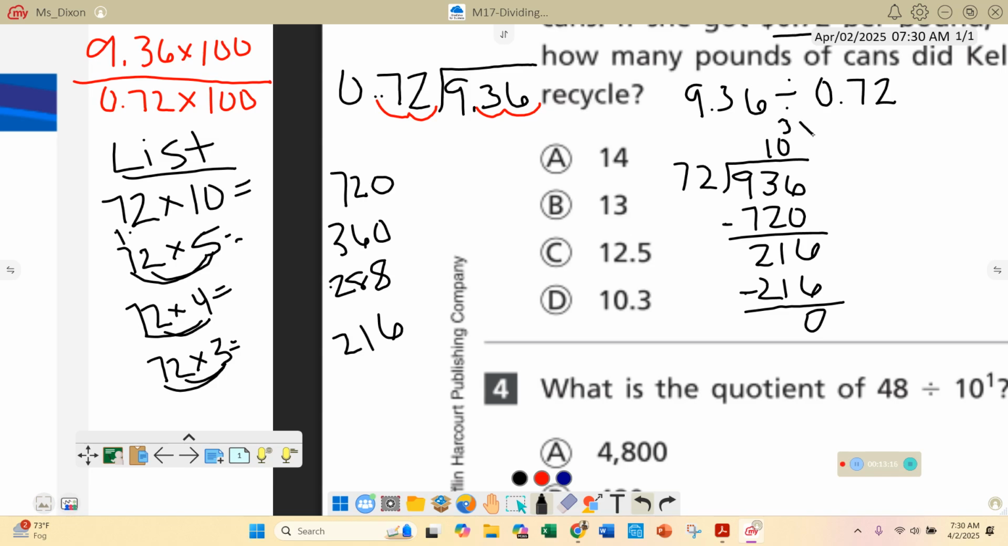To get your final quotient, you want to add up your partial quotients. 10 plus 3 is 13. And that's going to make my correct answer B. The biggest thing to remember with this one is that you have to make your divisor a whole number. And then however many places you move in your divisor, you also move that number in your dividend. You're not trying to make your dividend a whole number, just your divisor.